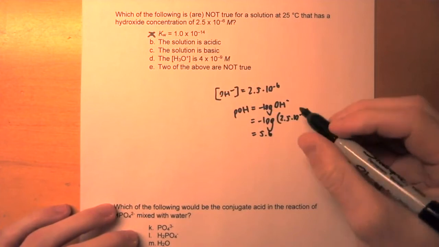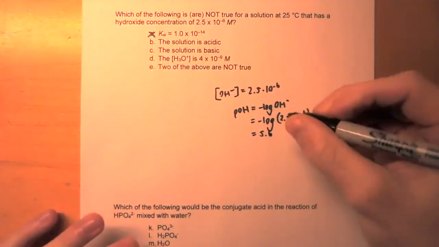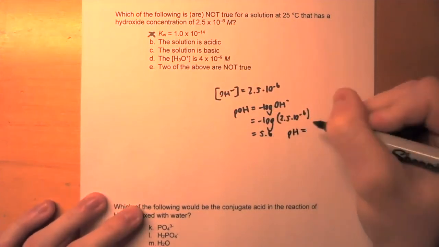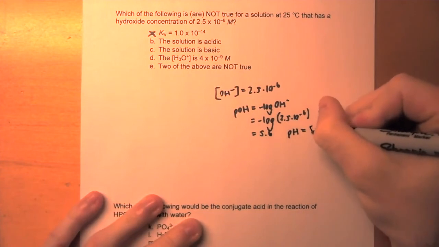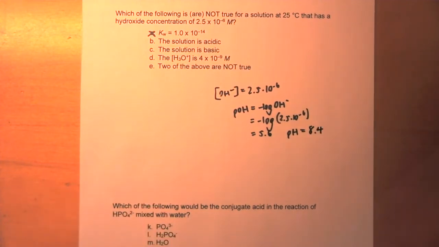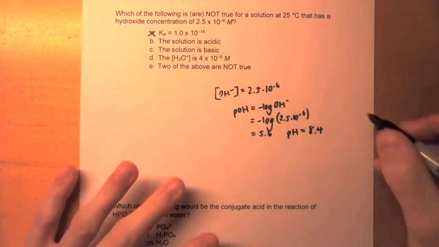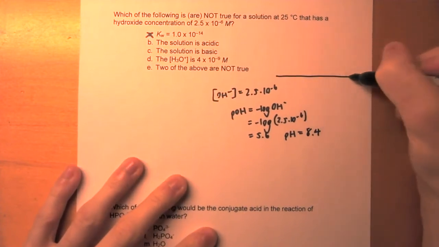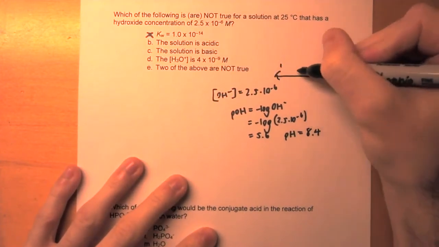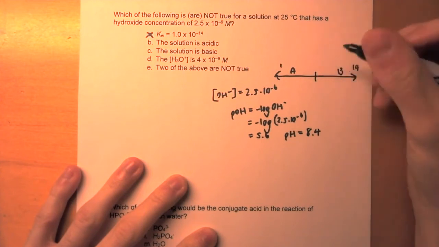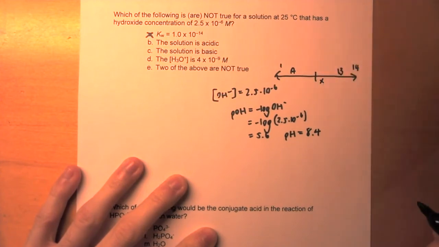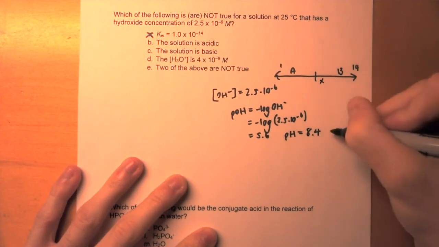This is our pOH. So we take 14 minus that to get our pH. So from here, pH would be 14 minus 5.6, and you would get 8.4. So if our pH is 8.4, I would draw out my pH scale. 1 is acidic, 14 is basic, 7 is neutral. I'm right here. I'm basic.